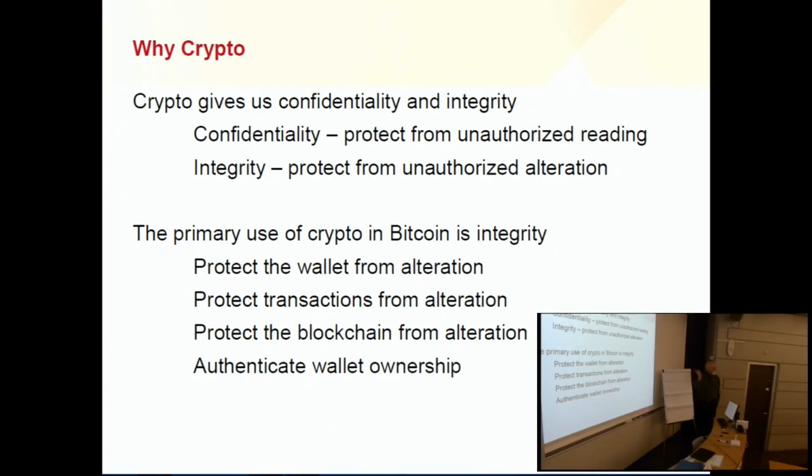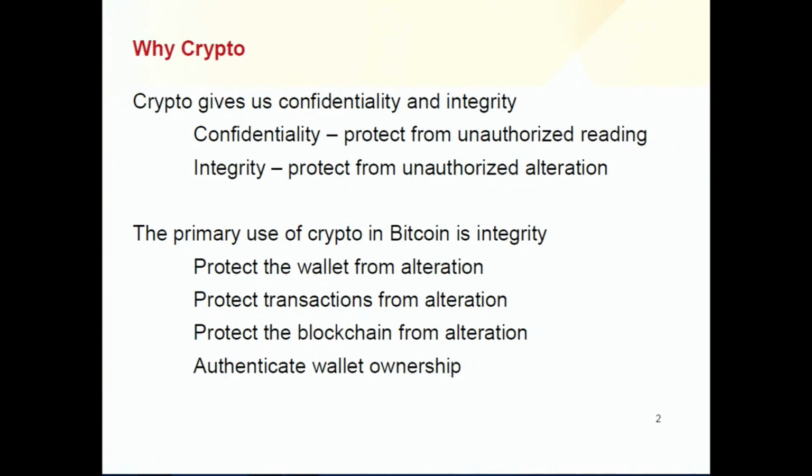Okay, so in Bitcoin, the primary use of cryptography is for integrity. There is the wallet you have to protect from alteration. Transactions have to be protected from alteration. You have to protect the blockchain, and you have to authenticate the wallet ownership.